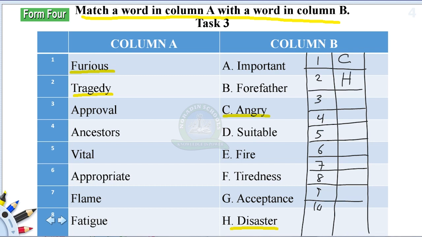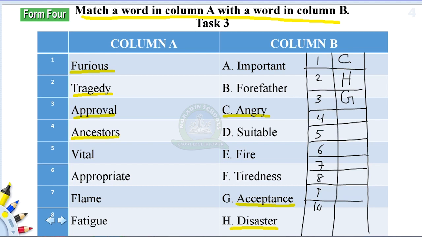What about approval? Approval means acceptance. Acceptance. So number three is G. Number three is G.